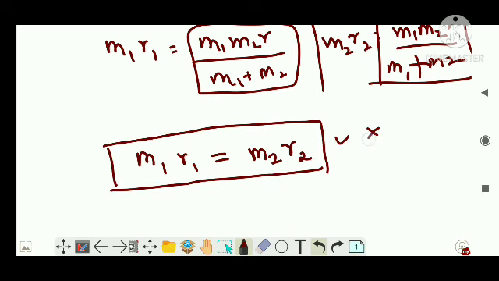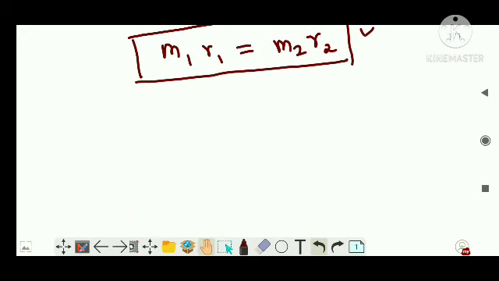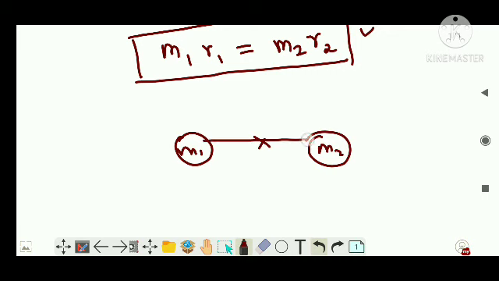This is not there in your NCERT. This is something which you are taught in the case of NEET as well as entrance portions, right? m1 r1 is equal to m2 r2, right? I'm redrawing the figure again. This is m1, this is m2, this is the center of mass, right? If m1 is at a distance r1 from the center of mass and m2 is at a distance r2 from the center of mass, then m1 r1 is equal to m2 r2. Now why I have taught this section is, it's very easy to solve some of the problems by this method.